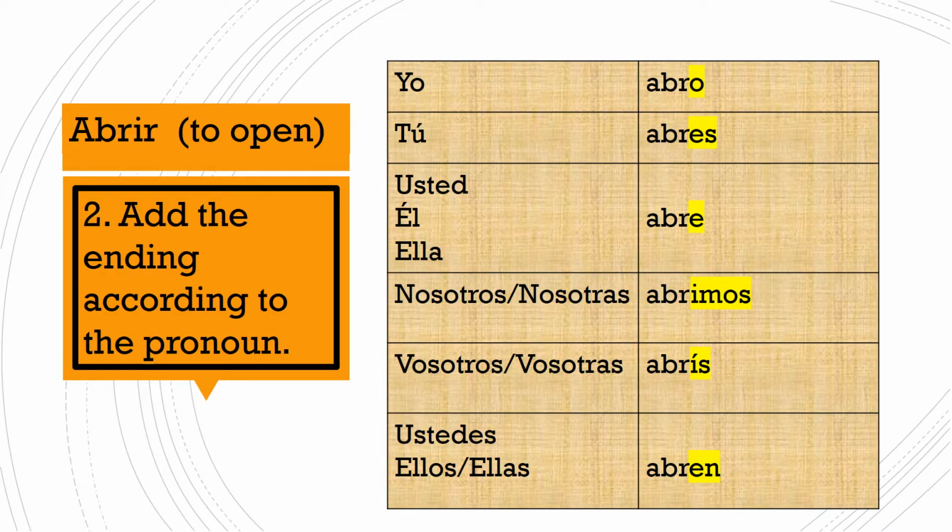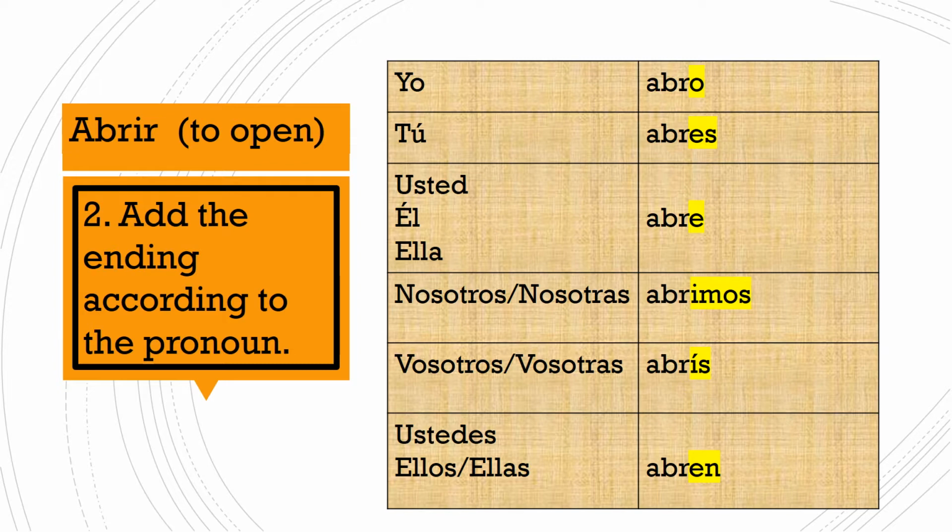Now we are going to add the right ending according to the pronoun. Yo is going to be O. Tú is going to be ES. Usted, él, and ella share the same ending, which is E. Nosotros, nosotras, IMOS. Vosotros, vosotras, Í with a mark on it and S. Ustedes, ellos, or ellas are going to share the same ending, and that is EN.